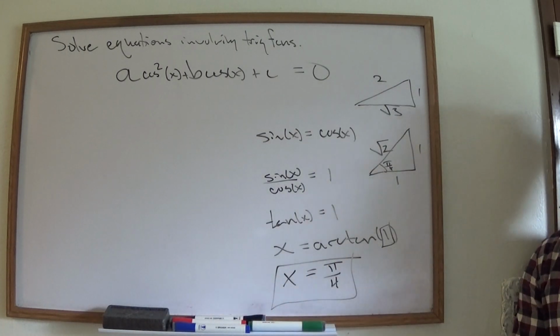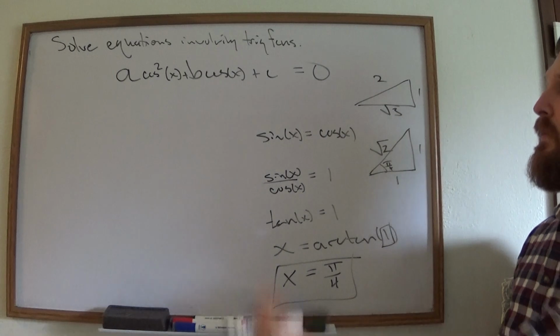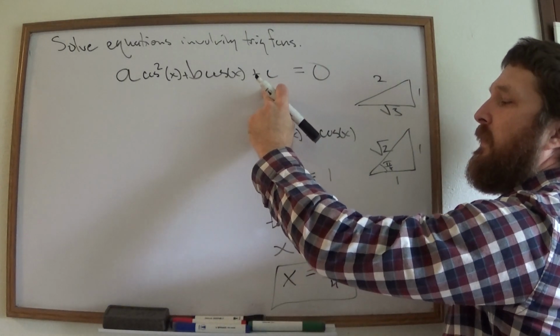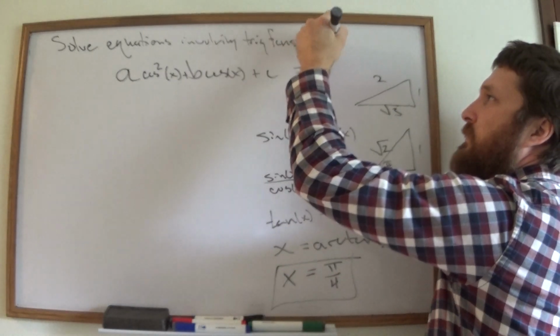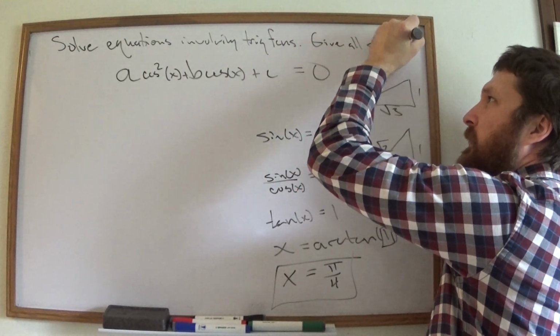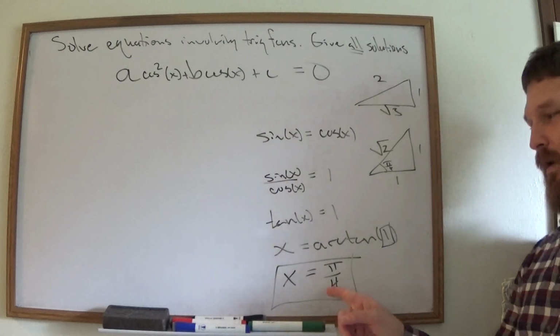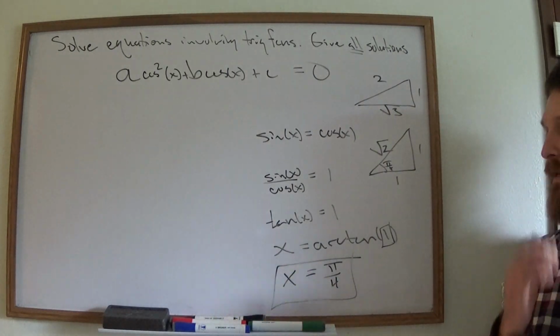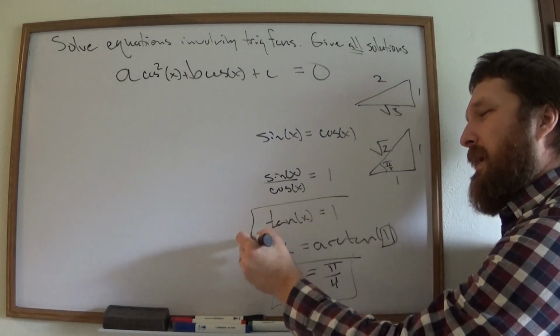Or is it? Because I might tell you to give all solutions. Oh, no, that was just one. Wait. That's just one solution. So then it'd be that plus pi times n. Yeah, that's what I'm thinking.